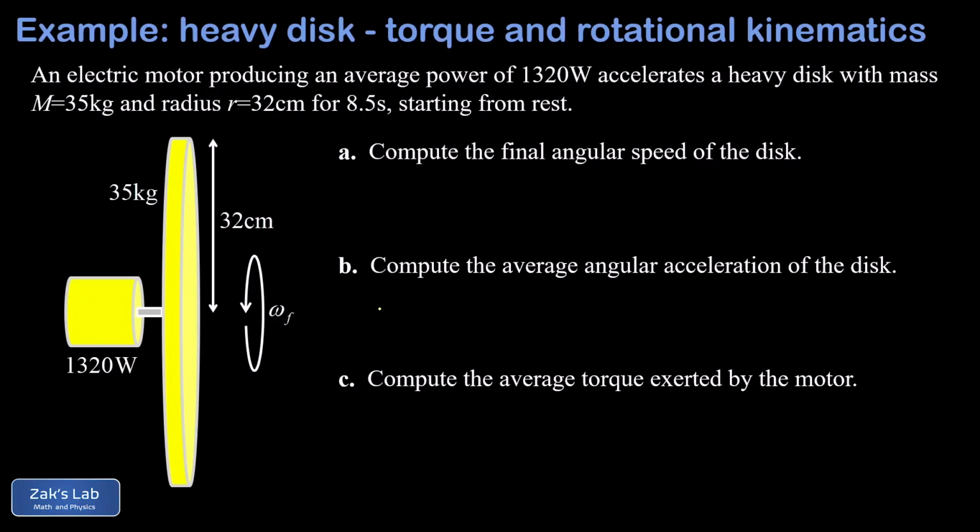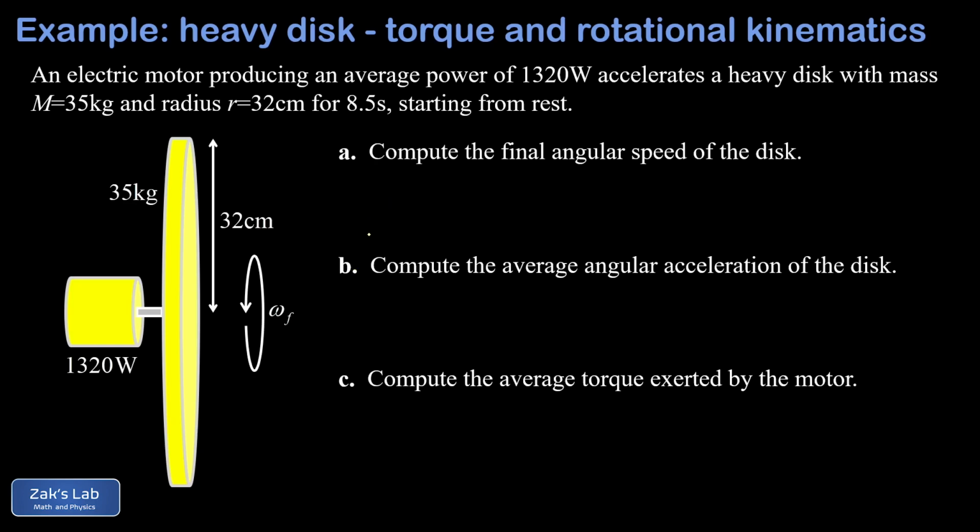In this problem, we're given a heavy disk with a mass of 35 kilograms and a radius of 32 centimeters, and this disk is attached to an electric motor giving us an average power output of 1320 watts. So starting from rest, we're going to turn this motor on for 8.5 seconds. And we have a few questions to answer about the motion of the disk.